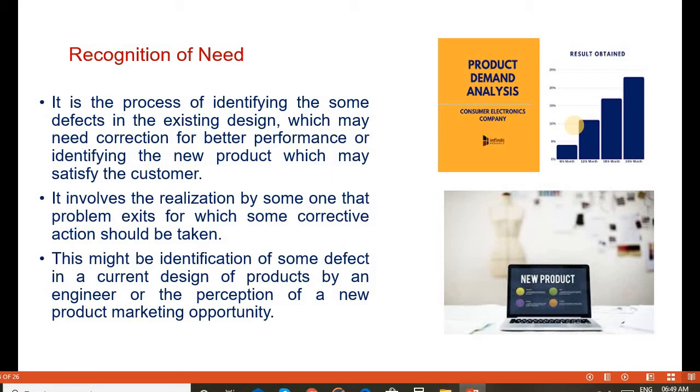Before designing any product, we should identify which product we have to design. How can we identify the product? Basically, it is a process of identifying defects in the existing design, and ultimately we have to go for corrections, rectifying the errors to achieve better performance. Based on that, we can identify the products.